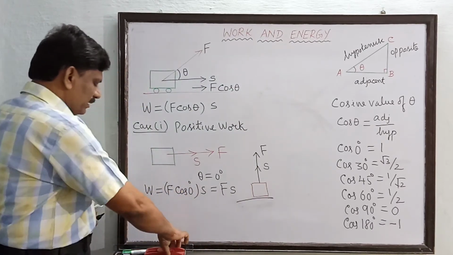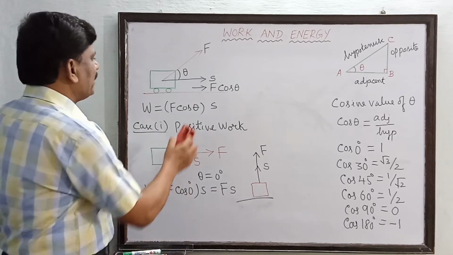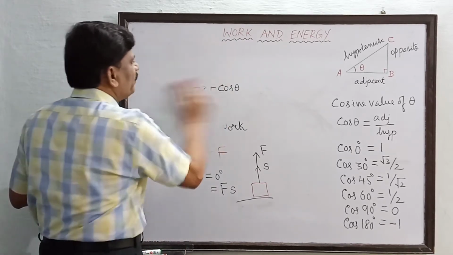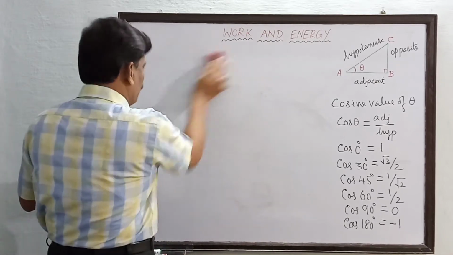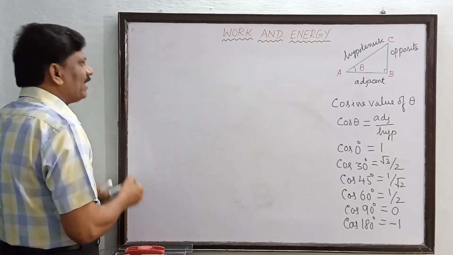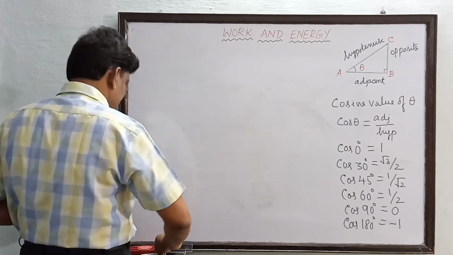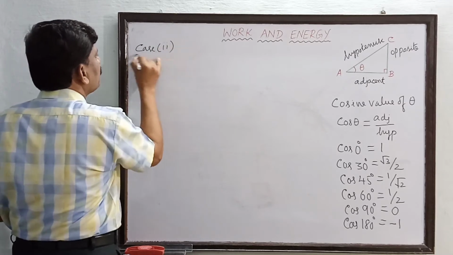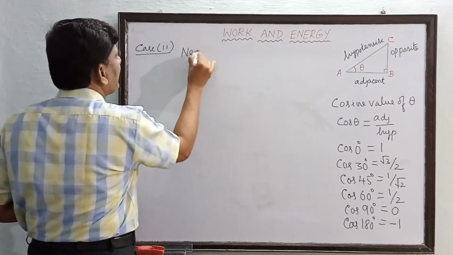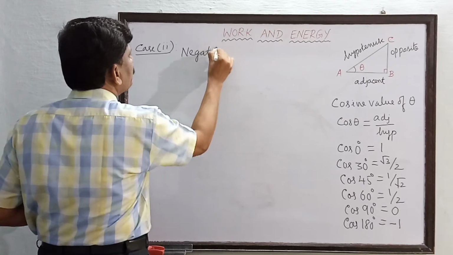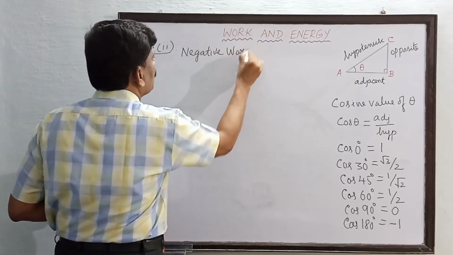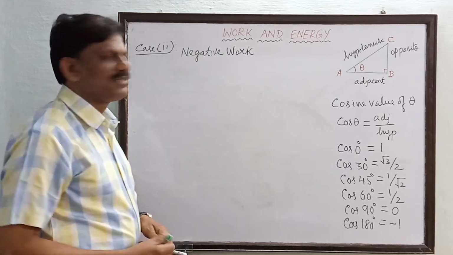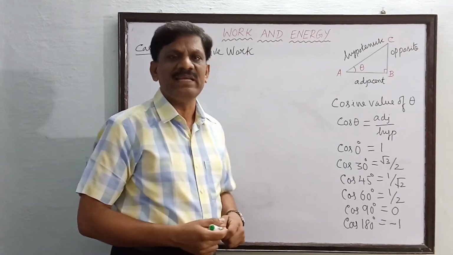Okay, now the second case, we will now explain the second case. The work done is negative. When will the work done be negative? Let us see now. For that I will consider case 2. So this is a negative work. In our everyday life, so many examples we come across where work done is negative.